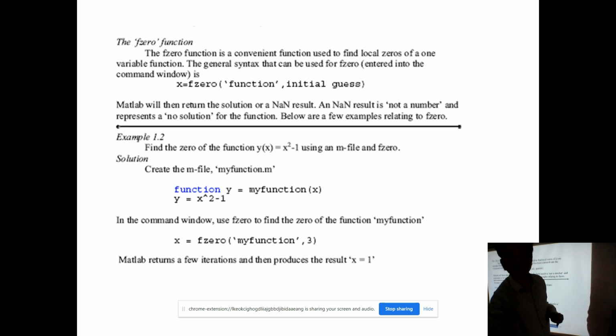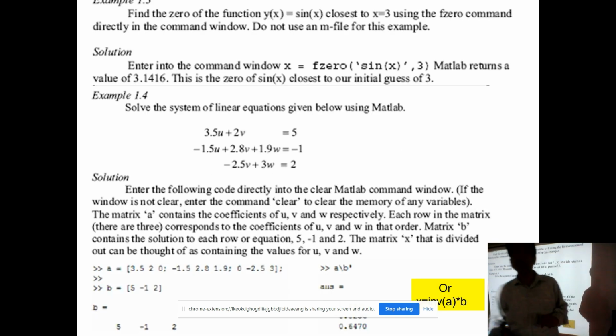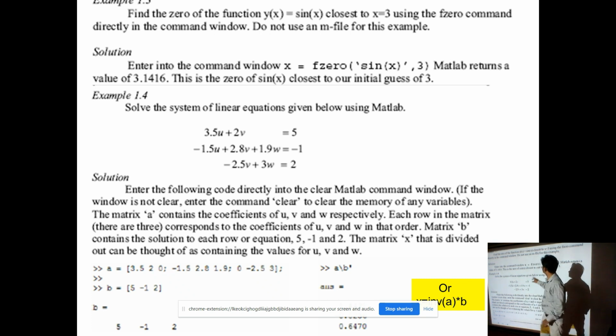Clear? So it asks to find y equal to sine of x using fsolve. At x equal to 3, he has himself given. He wants the answer nearer to 3. So fzero, simply I have used. Okay.